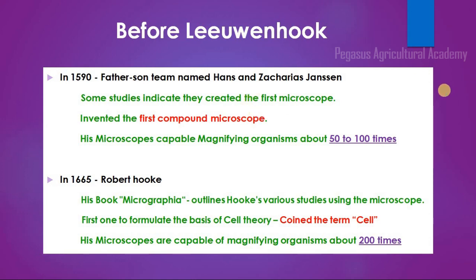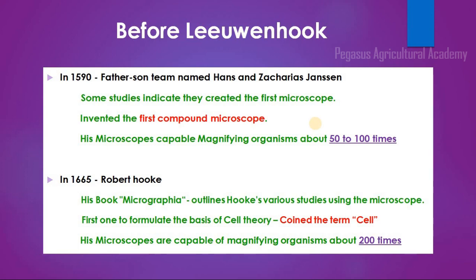One clear-cut thing is that they invented the first compound microscope. It is a very confirmed study. A compound microscope is nothing but the microscope that we use in our lab. It consists of one objective lens and one ocular lens. If you use two lenses instead of one, the magnifying capacity is increased to a very high level.